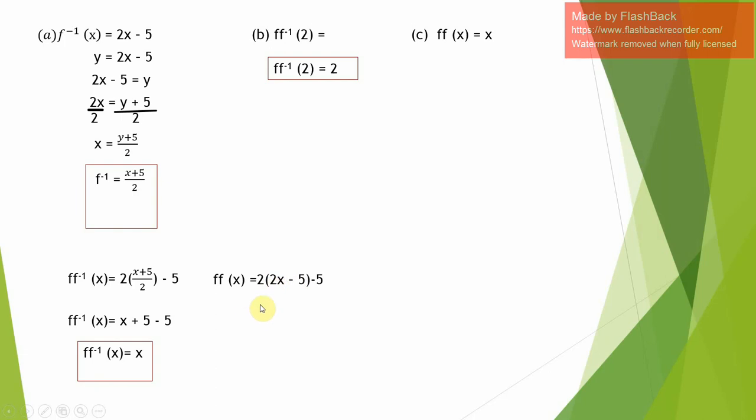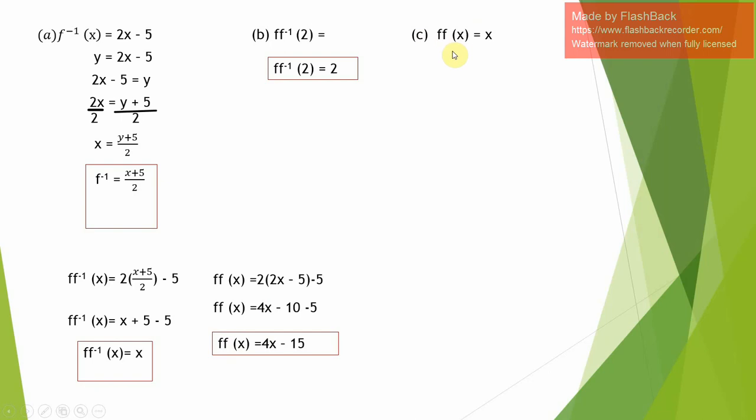Here we just get rid of the brackets by multiplying throughout. So 2 by 2x, that is 4x. Then 2 by negative 5, that is negative 10. Then we have negative 5. Here these signs are the same. When the signs are the same, you add and maintain the same sign. So f of x is equal to 4x minus 15. This is f of f of x when we combine the two functions.